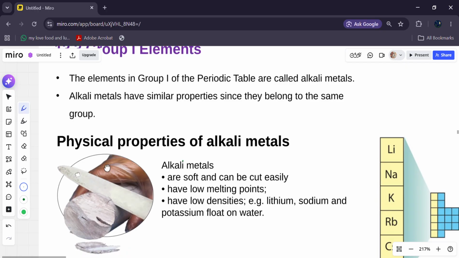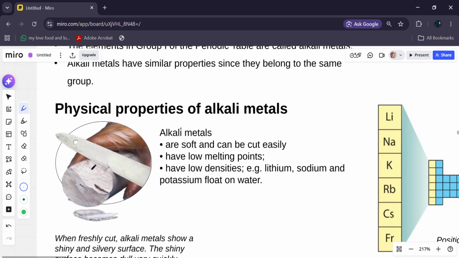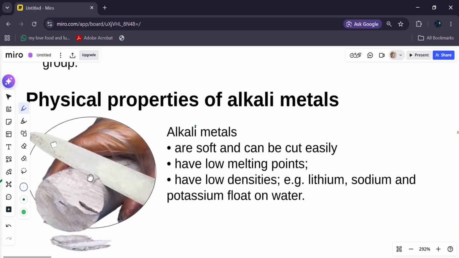Alkali metals are soft. Very surprising, but it turns out that group 1 metals are actually very soft and can be cut easily with a knife. They have low melting points and boiling points. So alkali metals have low melting points. That means you can easily melt them at low temperatures. Not so low though. Temperatures like 50 degrees Celsius, 70 degrees or 100 degrees Celsius are enough to melt a group 1 metal, or an alkali metal.